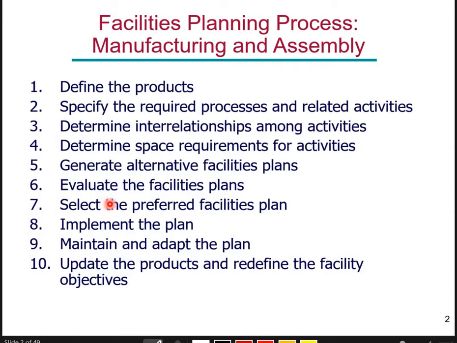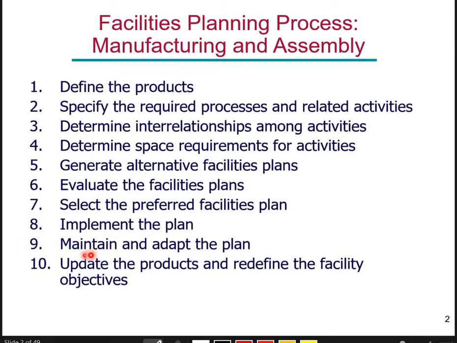Of course, this evaluation criteria may not be just a single criteria like cost. You can consider different criteria at the same time. We want a facility for which the customers are satisfied, which has the least cost, which has the least time to produce, which has the maximum throughput rate. Many objectives can be considered at the same time. Then we will select the preferred facilities plan with respect to these criteria and then implement it.